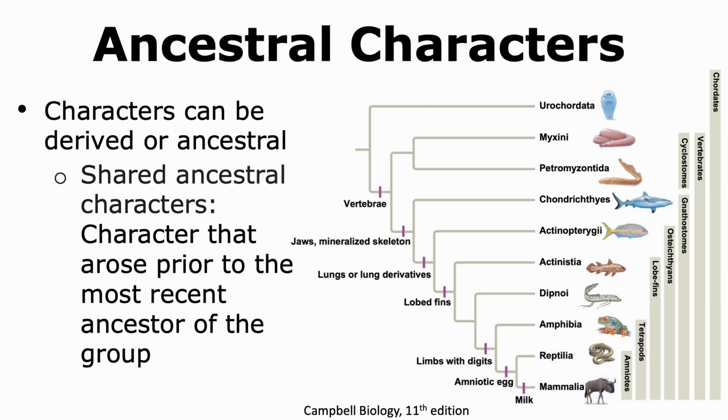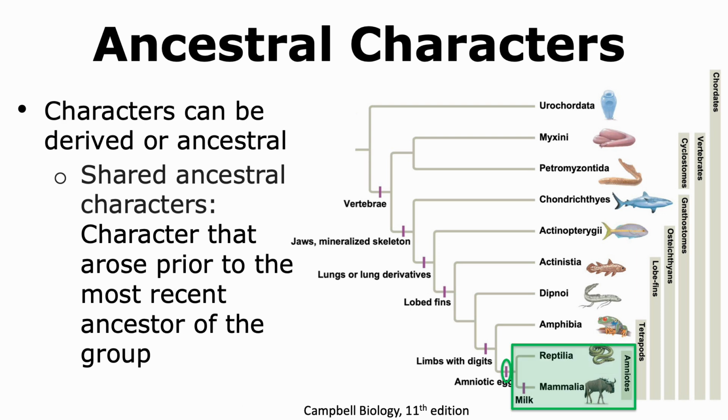Shared ancestral characters, on the other hand, are called symplesiomorphies. These are characters that arose prior to the most recent ancestor of the group. Going back to our group of Mammalia, we agree that the production of milk is a shared derived character for the group. However, the production of an amniotic egg, which evolved in a more distant ancestor, would be considered a shared ancestral character for the group of Mammalia.